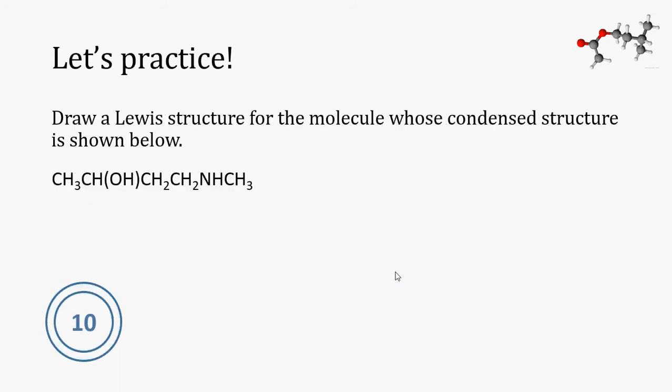Let's do one more practice problem, but we're going to do this one in reverse. Let's practice interpreting a condensed structure and using it to recreate the Lewis structure. Draw a Lewis structure for the molecule whose condensed structure is shown below. When I start the timer, you will have 10 seconds. If 10 seconds is not long enough, feel free to pause the video.